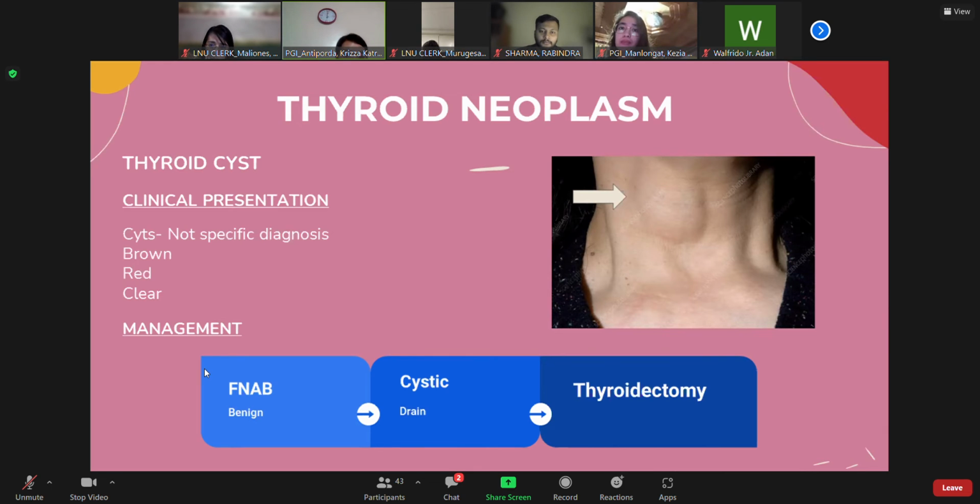If we encounter this thyroid cyst in fine needle aspiration cytology, what we can do for the management is drainage, although 1 or 2 additional drainage procedures may be required. If the cyst persists after 3 drainage attempts, we can do thyroidectomy. Next slide, please.